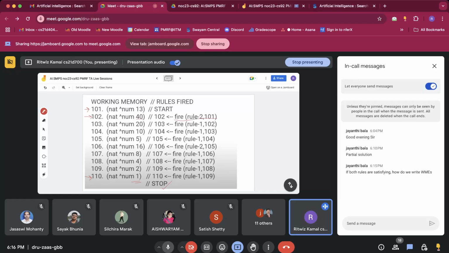So the whole point is that if you have a situation where more than one rule can be fired, those rules will be added to your conflict set, and we will adopt a conflict resolution strategy to try and select one of those rules to fire in the next instant. I hope that addresses your doubt to some extent.